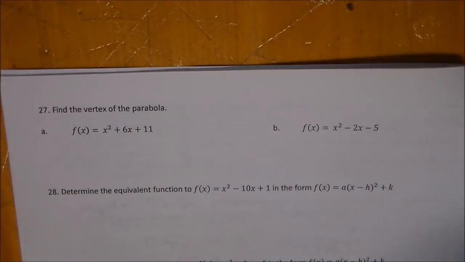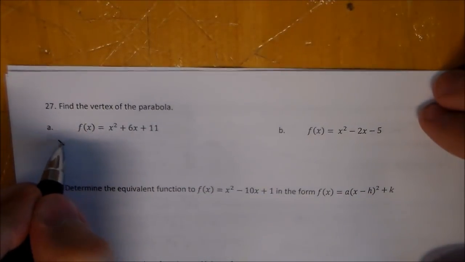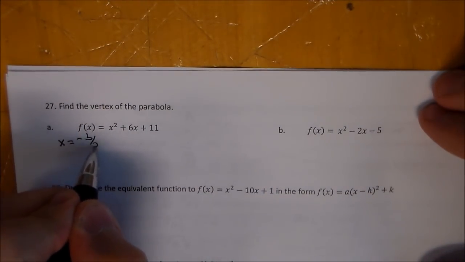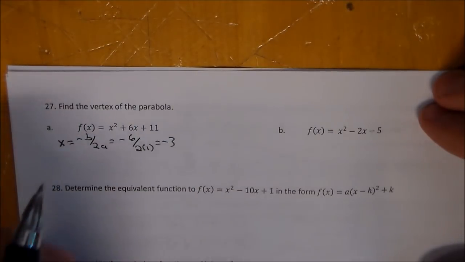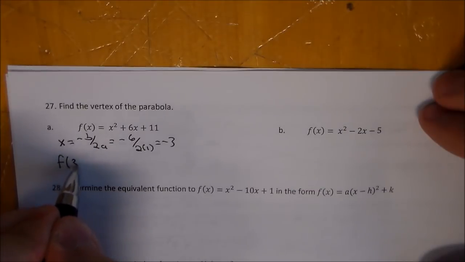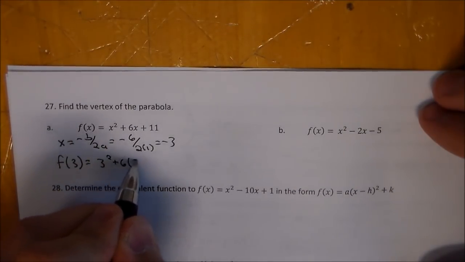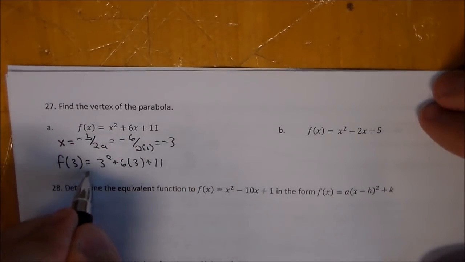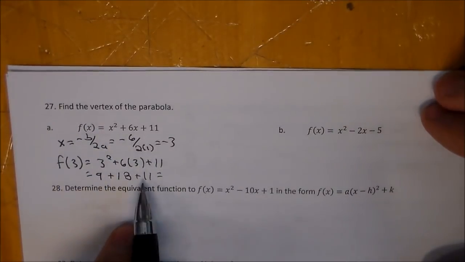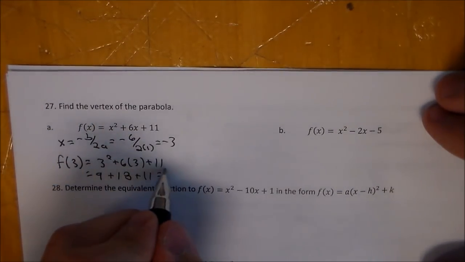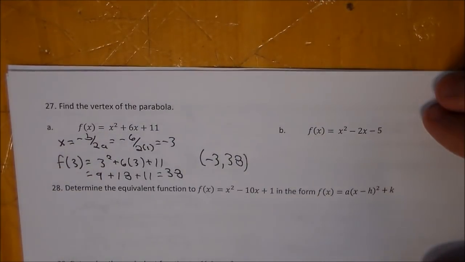For number 27a, we need to find the vertex of the parabola. Now this is in standard form. Our rule to find the line of symmetry is negative b over 2a. So that would be negative 6 over 2 times 1, or negative 3. We then take that and substitute it back into the function. So f of negative 3 is negative 3 squared plus 6 times negative 3 plus 11. 9 plus 18 plus 11. 9 plus 11 is 20, plus an additional 18 is 38. Our vertex is negative 3, 38.